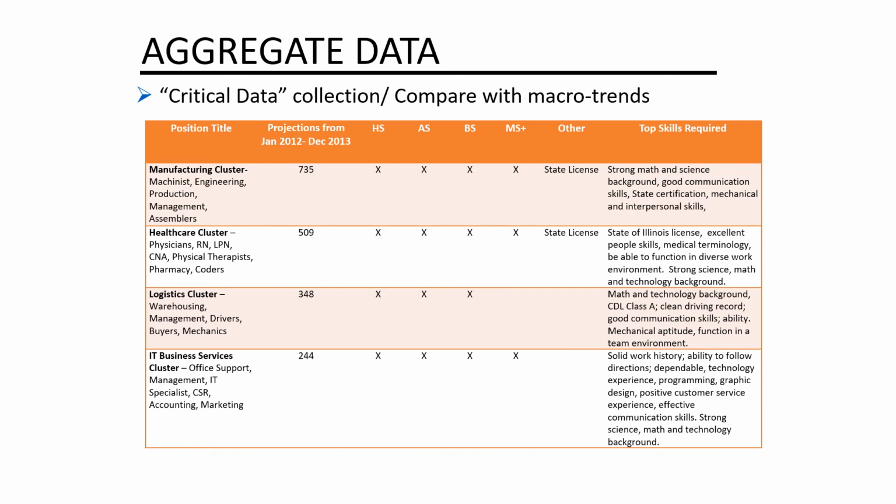When we get into a very specific job, such as a machinist or a maintenance tech, the collaborative will sit down together and identify those common skill sets that are needed for that position. Then they can take that information and share it with their education providers. For the healthcare cluster, they needed 509 positions. And again, across the board on their levels of education as well as their skill sets. The logistics cluster needed 348 jobs, and the IT business cluster needed 244.